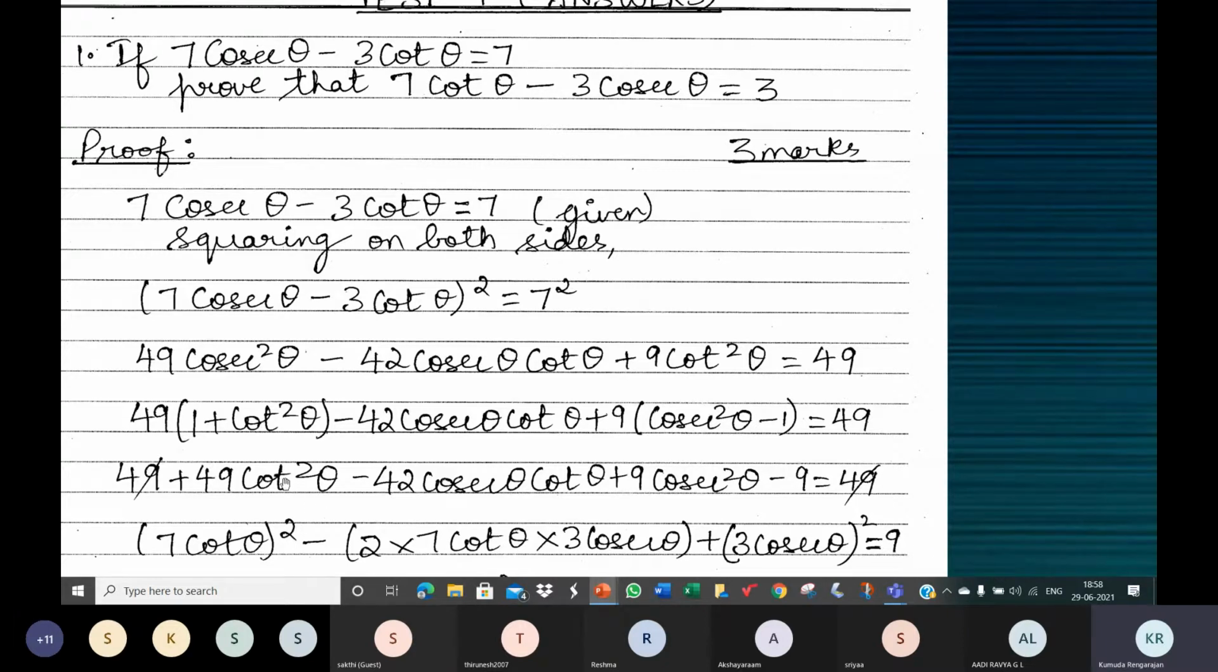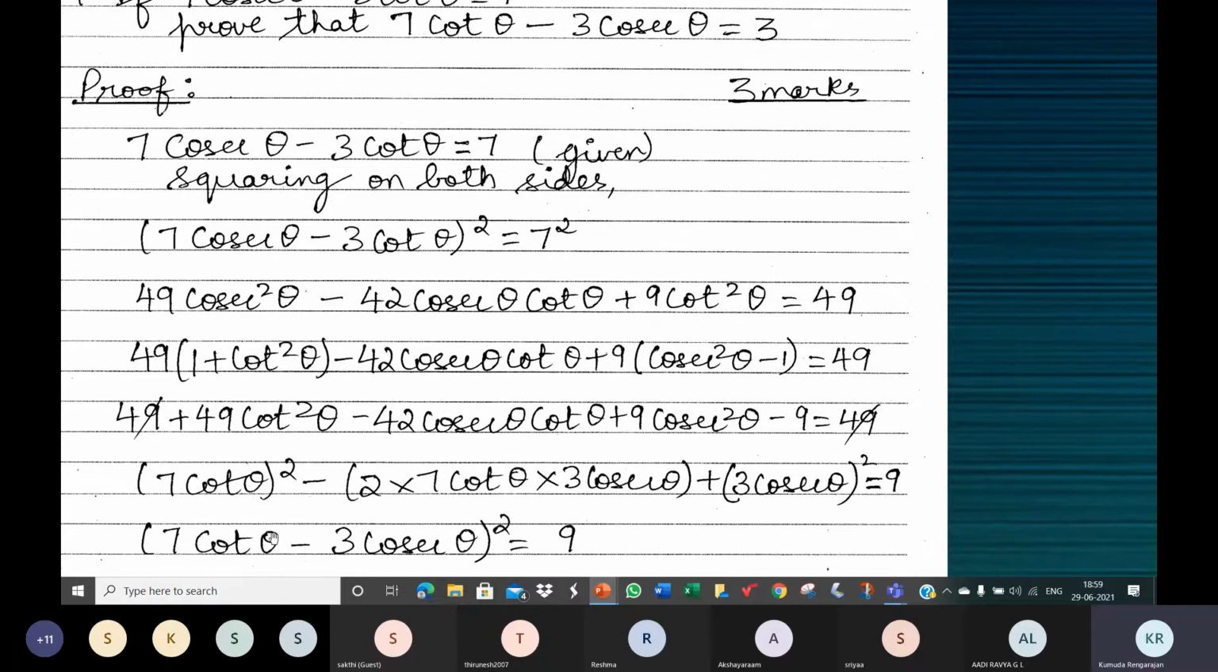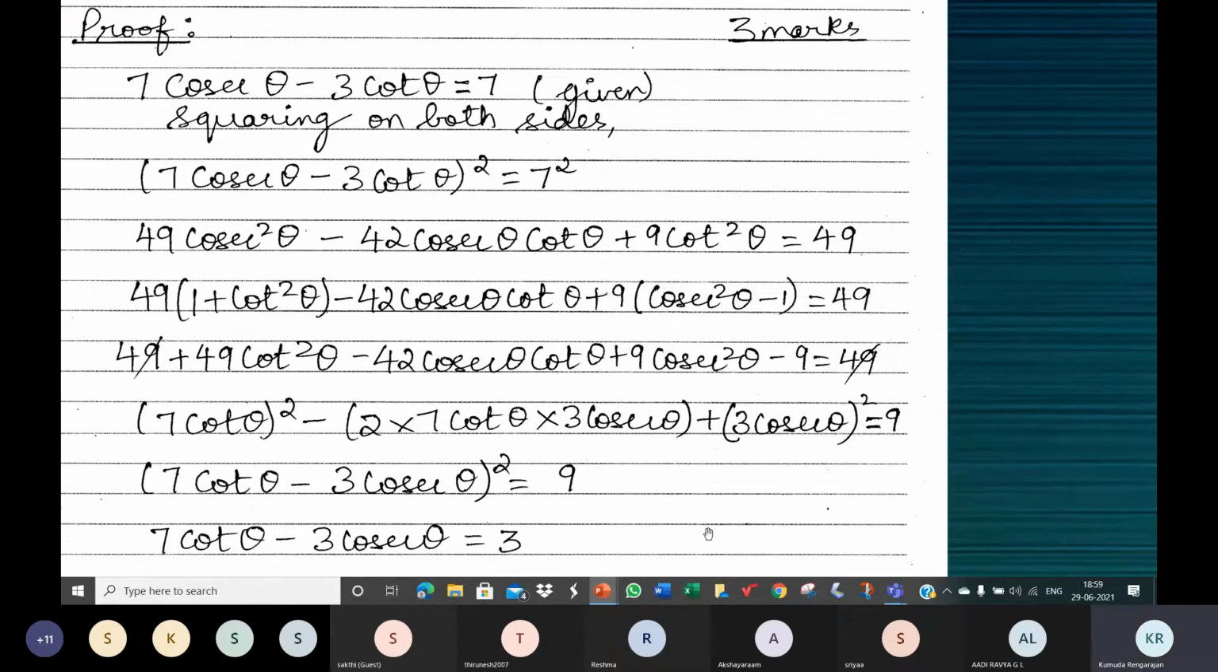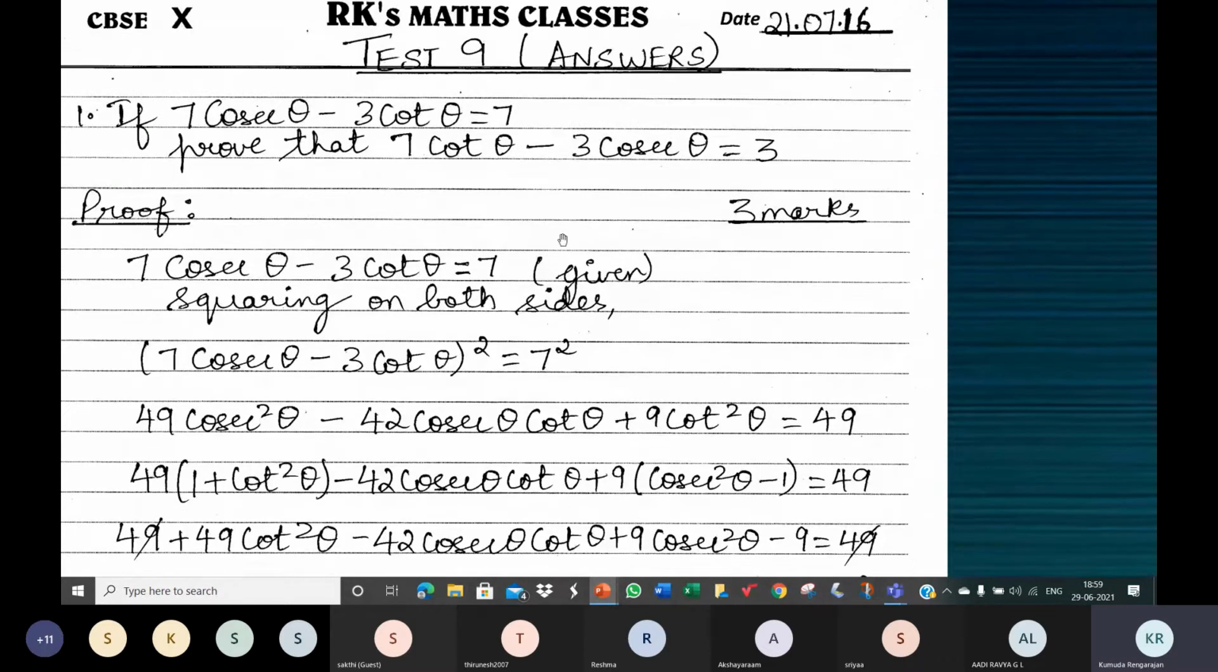We show that the remaining 3 terms in the LHS are of the form a square minus 2ab plus b square, which makes it a minus b the whole square. So 7 cot theta minus 3 cosecant theta, the whole square, is 9. And we prove that 7 cot theta minus 3 cosecant theta is 3.